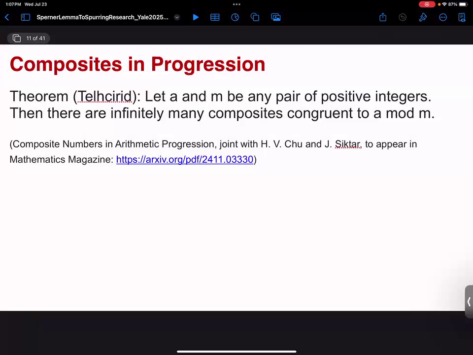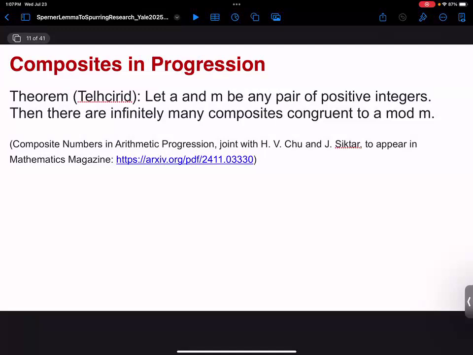Anybody give me a proof of this? So I give you any two numbers. They don't even have to be relatively prime. There are infinitely many composites congruent to a mod m. Any thoughts? Yeah. So if a is not prime, you should use... Oh, I guess a is not prime. But you could use like m times a.